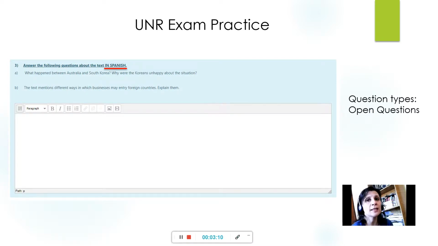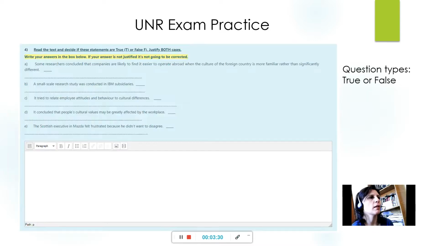You have to pay attention, because if you don't answer the questions, in this case in Spanish, then it won't be corrected. The same if it says in English, but in general they make a special comment when it is in Spanish, right? If it doesn't say anything, then you can do it in English.